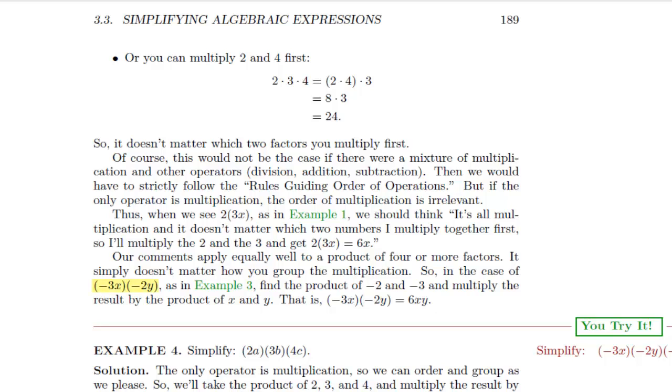So in the case of negative 3x and negative 2y, as in example 3, find the product of negative 2 and negative 3 and multiply the result by the product of x and y. That is, negative 3x times negative 2y equals positive 6xy.